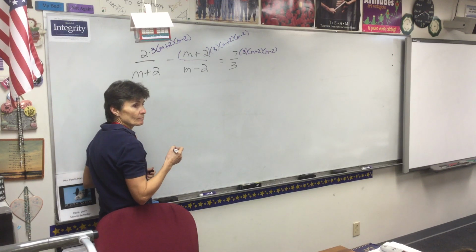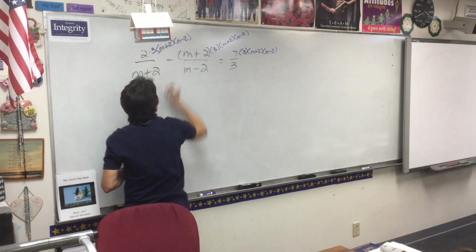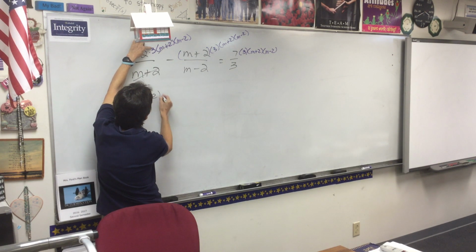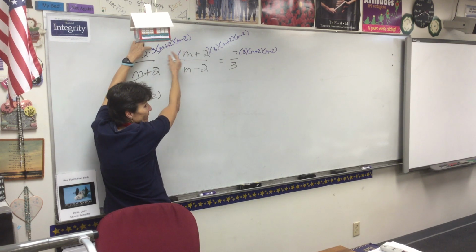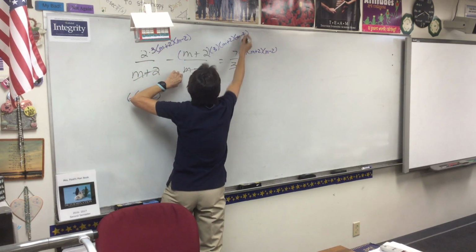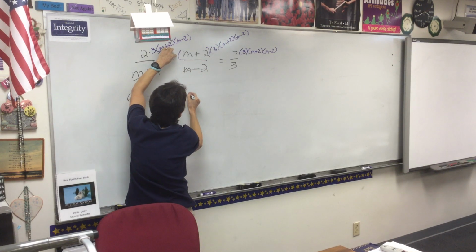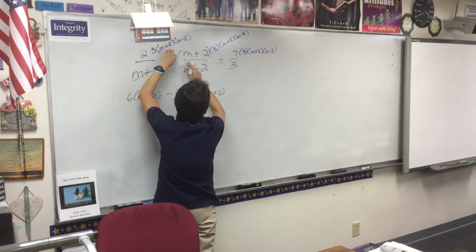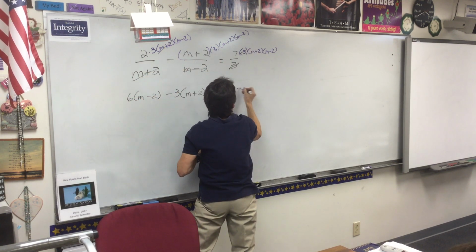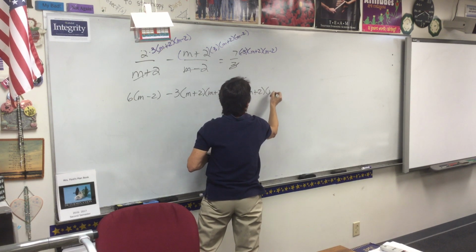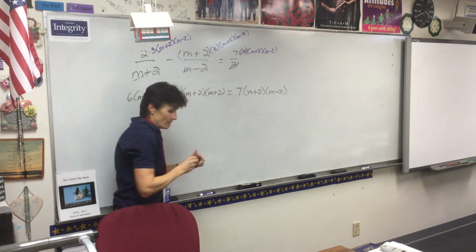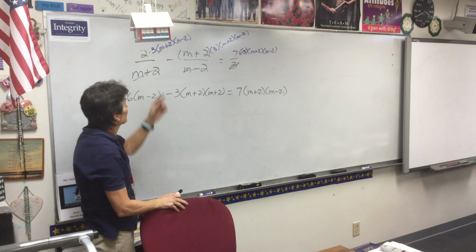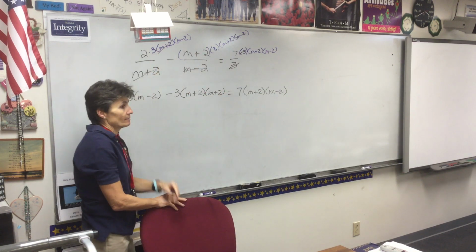All right? Now, start canceling. So I got 6 times m minus 2, that's what I got here, right? And those are gone, so I have minus 3, m plus 2, m plus 2. And then equals 7, m plus 2, m minus 2. If you stay organized and write everything down, like I did, this is easy.